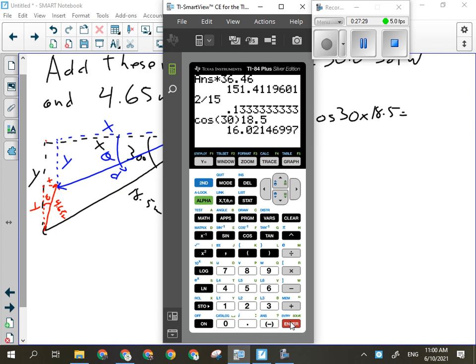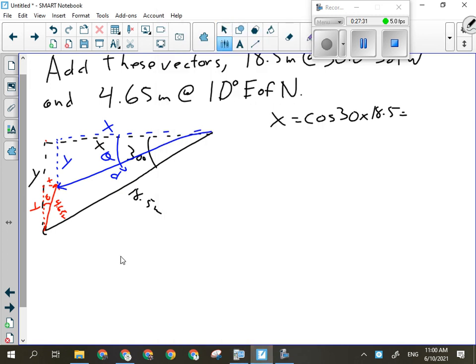Okay, so 16.02 meters. I'll keep all those decimals in my calculator though. I'm not rounding off. Black y, the opposite side, we already said that's going to be 9 1/4, but it's the sine of 30 times 18.5, so that'll be 9.25 meters. Now, this one is west, this one is south. It's important to indicate the directions on those.